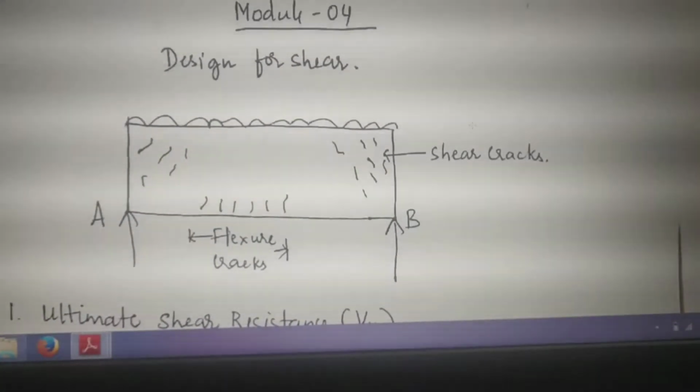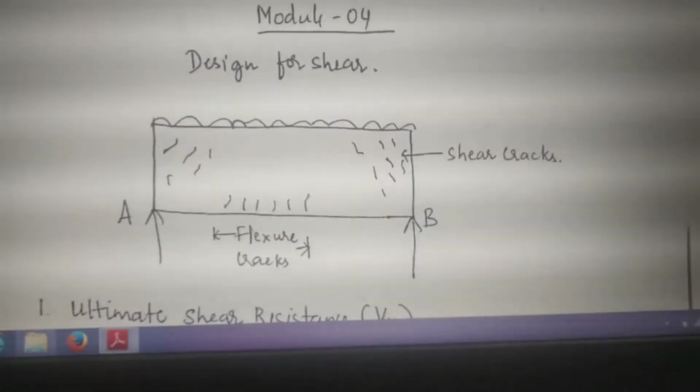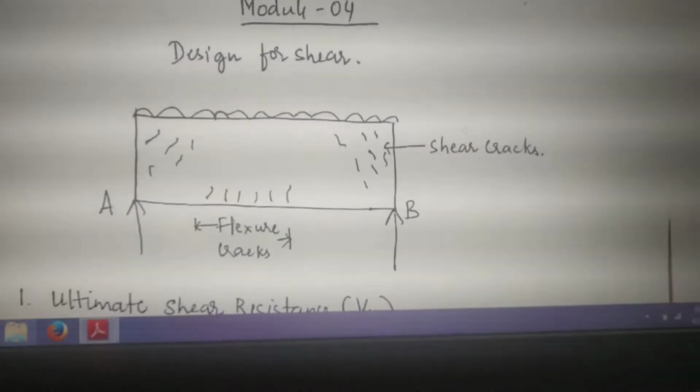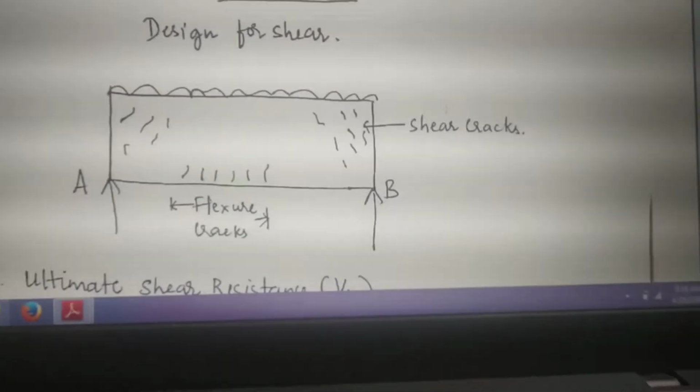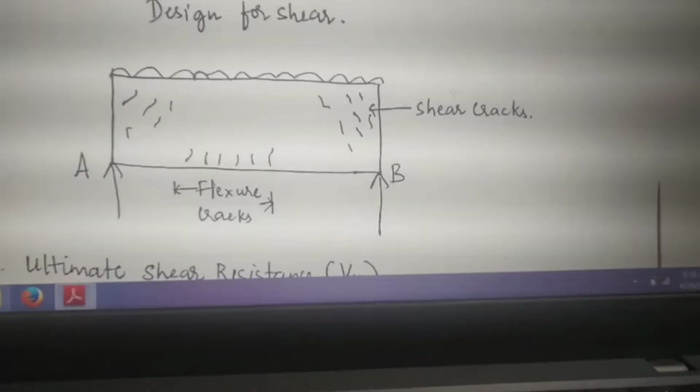Today we are starting with module 4, that is shear. There are two parts in the shear. The first one is the analytical part, that is the analysis part. The second part is design for shear.